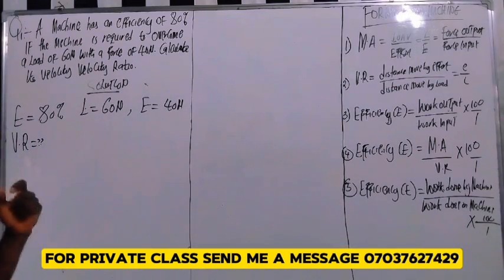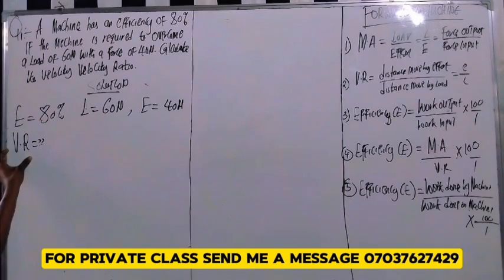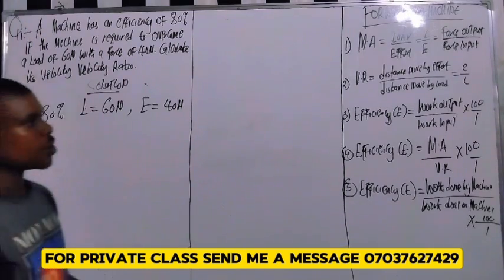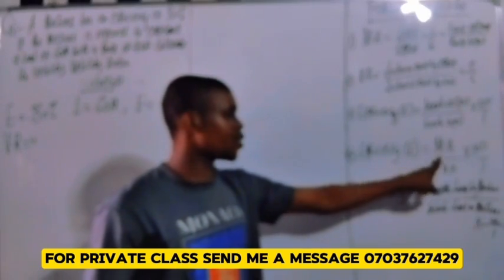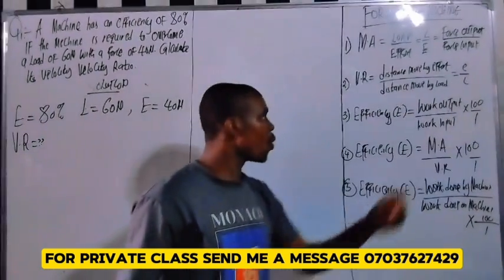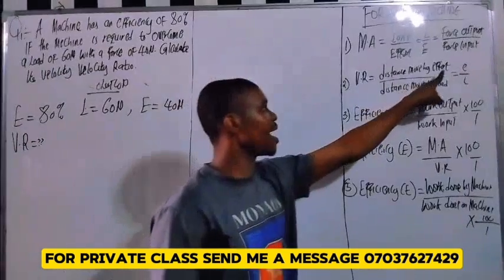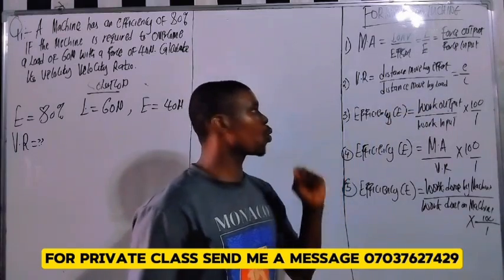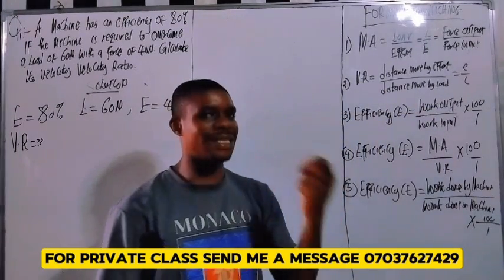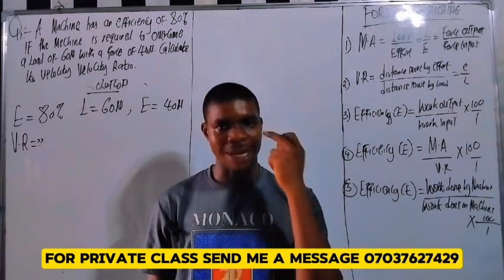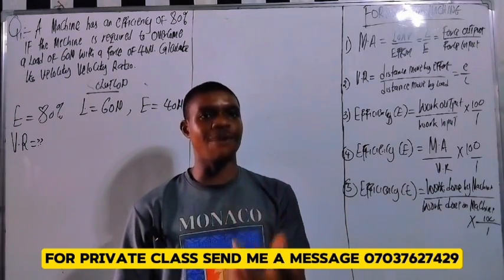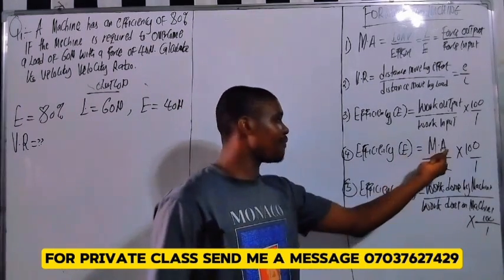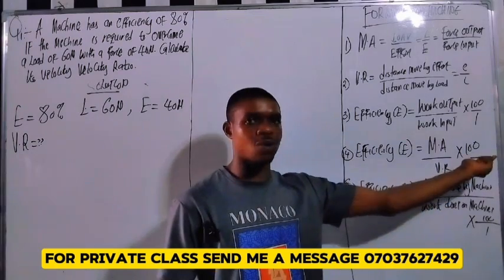Now, based on the question here, how do you calculate velocity ratio? You can use efficiency equals mechanical advantage over velocity ratio times 100 over 1, or you can say distance moved by effort over distance moved by load. But in this question you cannot use that one, because they didn't give us the distance moved by effort or the distance moved by load. So the formula you can make use of is mechanical advantage over velocity ratio times 100 over 1.